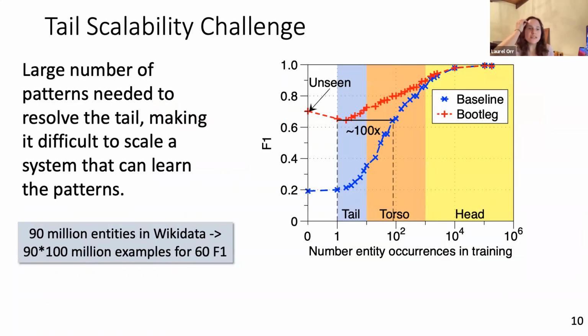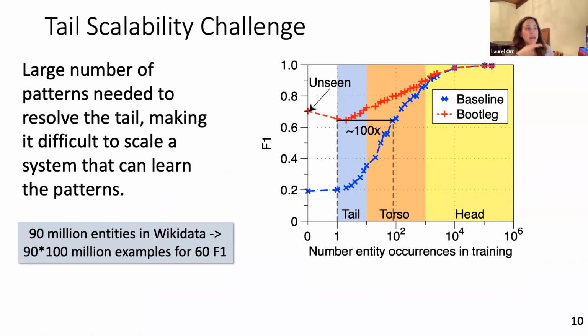Now, the problem with this is that the large number of patterns needed to resolve the tail makes this very difficult to scale. So here we have a plot looking at the popularity of an entity in training data versus the F1 accuracy. This is looking at our system Bootleg, which I'll talk about later, versus a baseline model that used a language model named BERT to perform disambiguation. And so this baseline model just had textual cues.